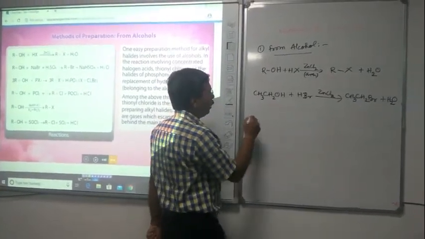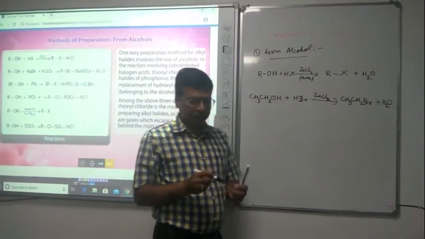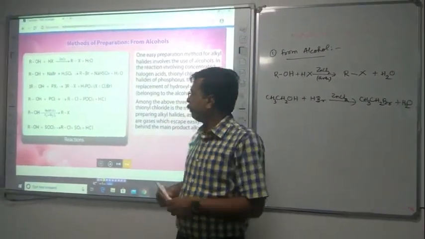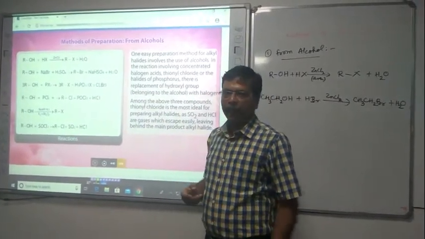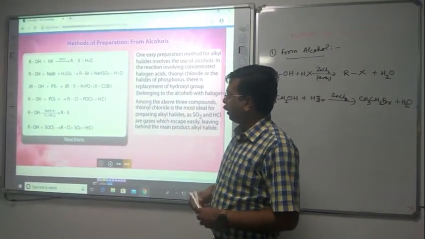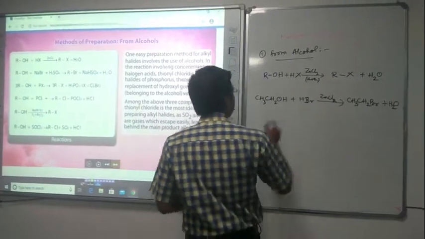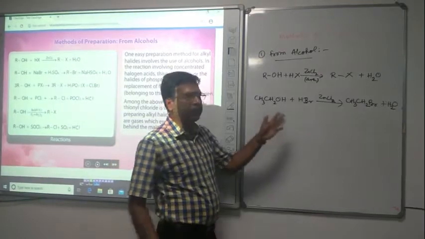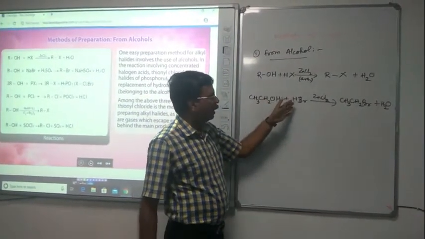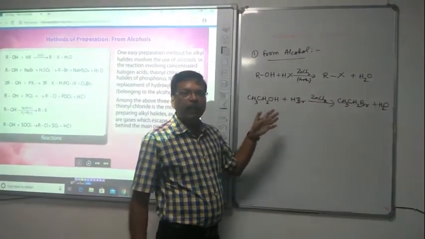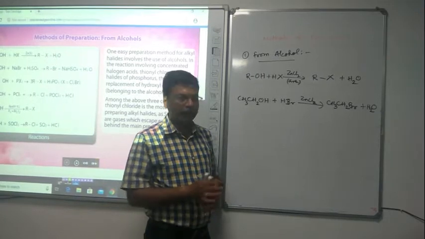Similarly, we can also compare the reactivity of different kinds of alcohol as well as the reactivity of hydrogen halides: HCl, HBr, HI. They differ in their reactivity. The reactivity of HCl is less than HBr, and HBr is less than HI, and that depends on the bond strength. The HI bond is a weaker bond, so it can easily break and reactivity is more.